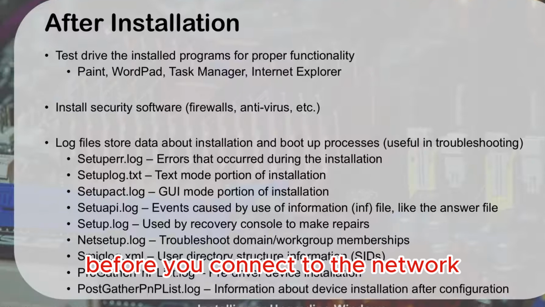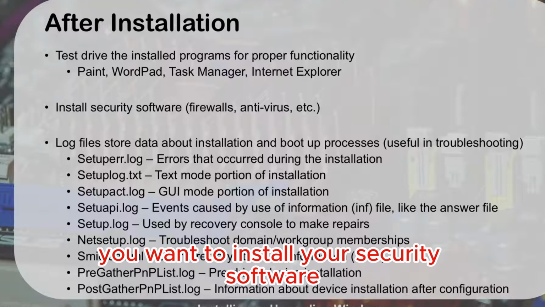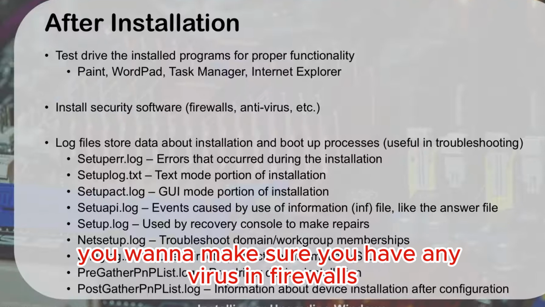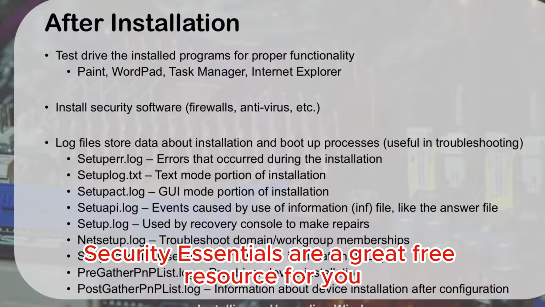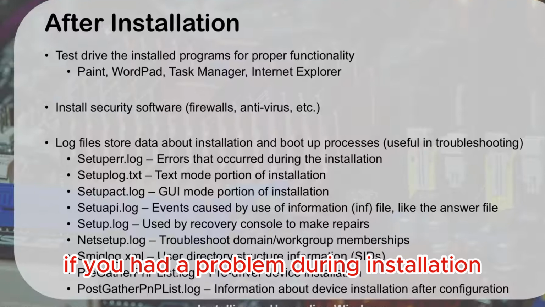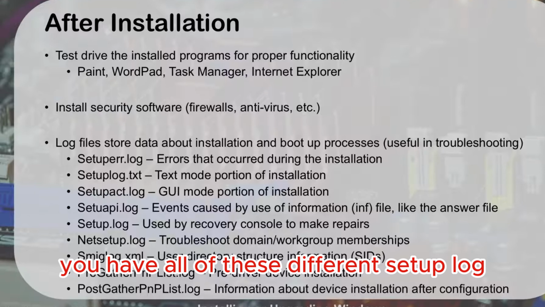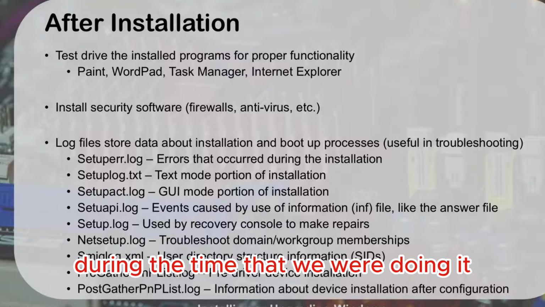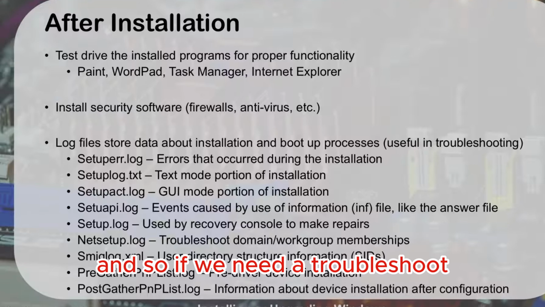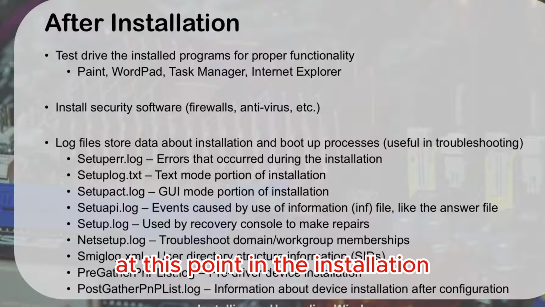Before you connect to the network, you want to install your security software. You want to make sure you have antivirus and firewalls. Things like Windows Defender or Windows Security Essentials are a great free resource for this. If you had a problem during installation, you have all of these different setup logs that were created during the time that we were doing it. And so if we need to troubleshoot why this thing keeps failing at this point in the installation, we can use them.